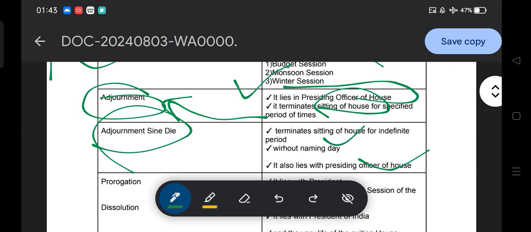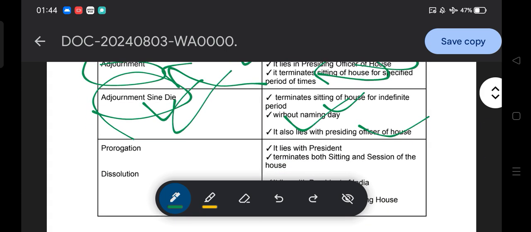If I tell you that from tomorrow onwards I am not going to take your class, without naming the date or time, I am saying to all of you that from tomorrow onwards there will be no class for SSB lecture and PGT. That is known as adjournment sine die, where I am committing to skip an activity without naming the date or any particular time period. But luckily you guys are lucky enough, that I am not going to do adjournment sine die.